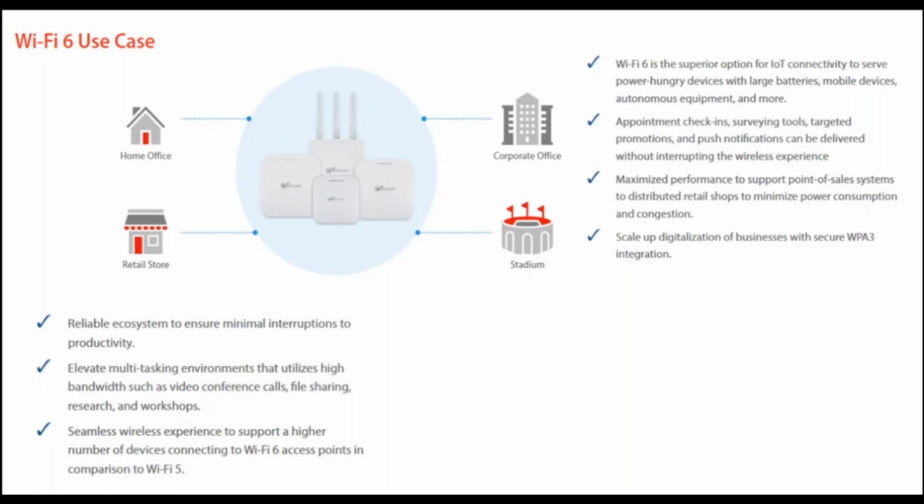Also, when we talk about IoT, right? Internet of Things, it's being used more widely in more locations now, in more industries, and you will see it everywhere. So if you have that in a retail shop or maybe in restaurants or factories, all these devices now actually have larger batteries and they require more bandwidth when it comes to the Wi-Fi. So definitely Wi-Fi 6 can help in that. It can also be used in other surveying tools, and push notifications can be delivered without interruption for the wireless experience when it comes to the communication with IoT.